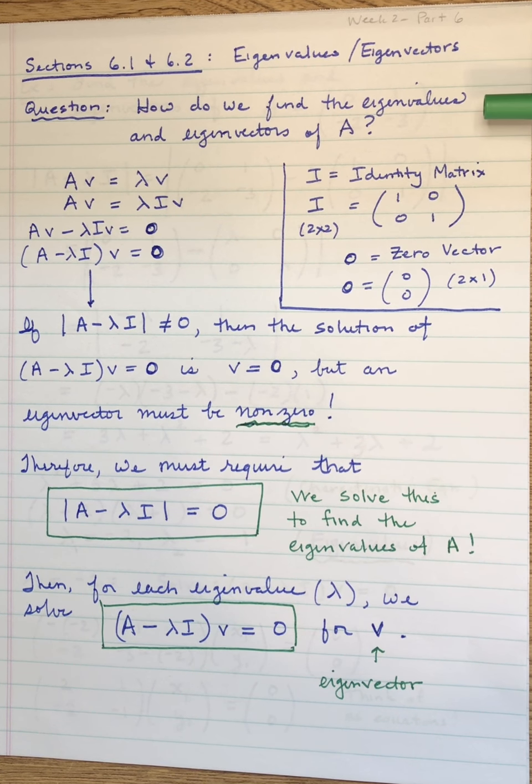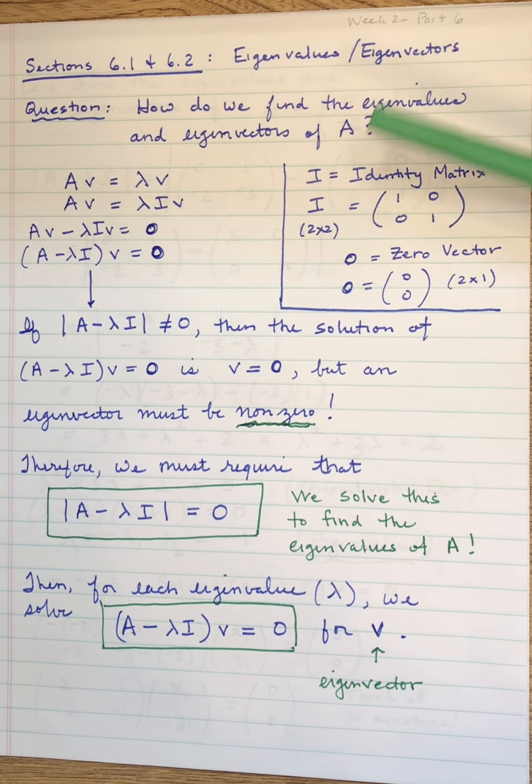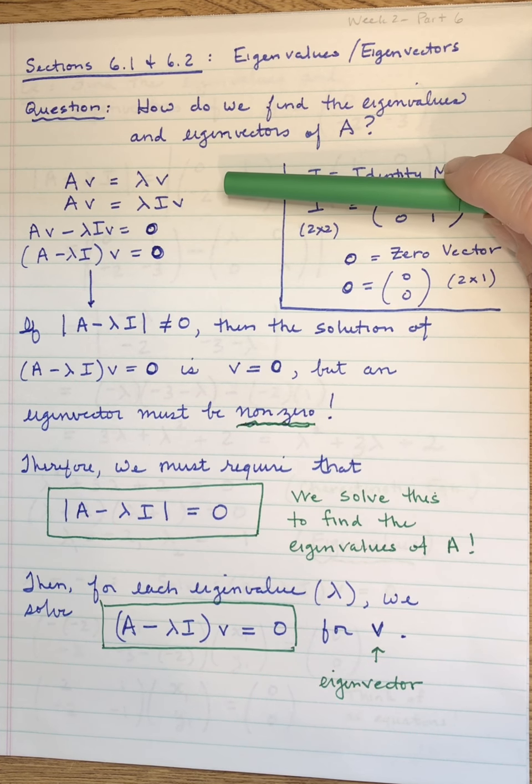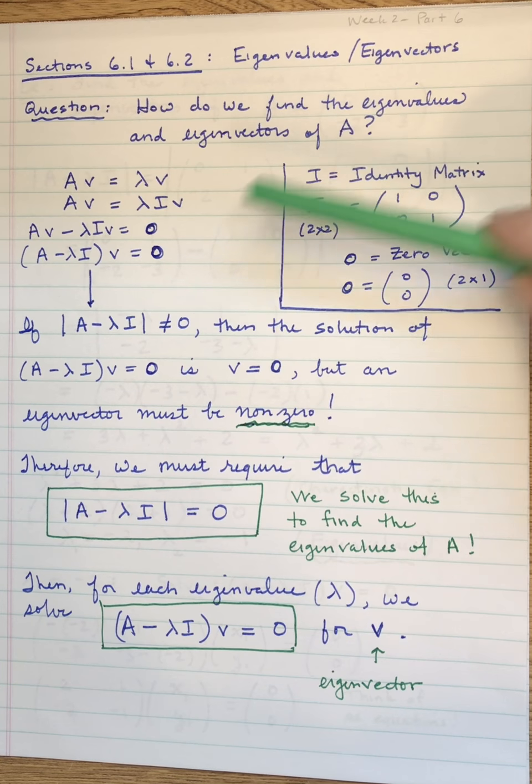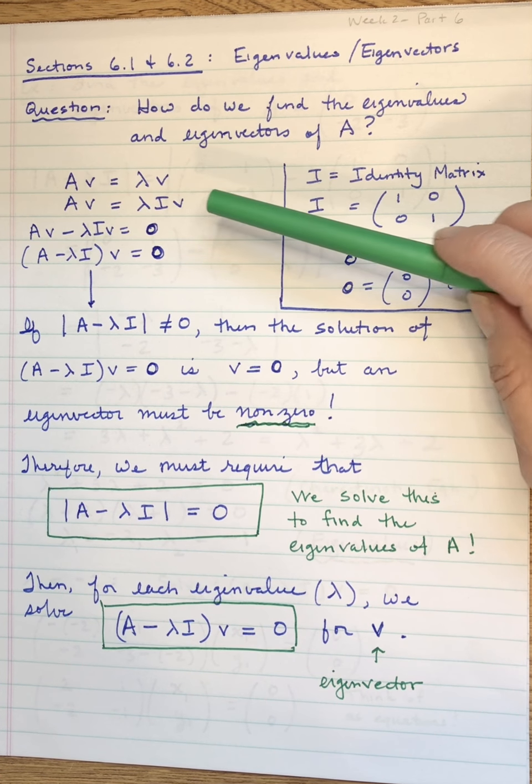So how do we find the eigenvalues and eigenvectors of a matrix A? Well, let's recall the relationship that has to be satisfied. We have to have A times V equals lambda times V, where A is our given matrix, V is our eigenvector, and lambda is our eigenvalue.